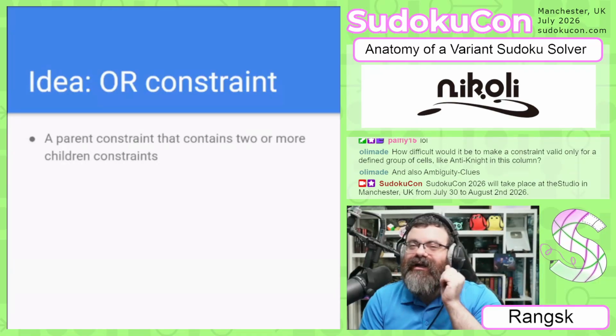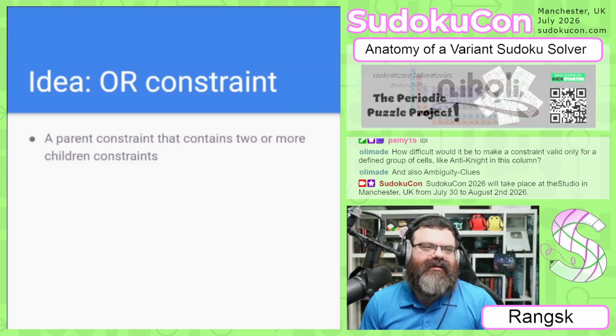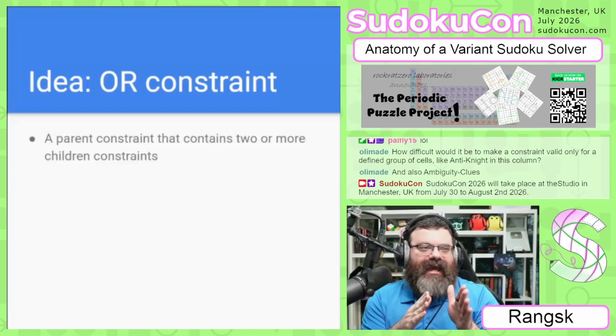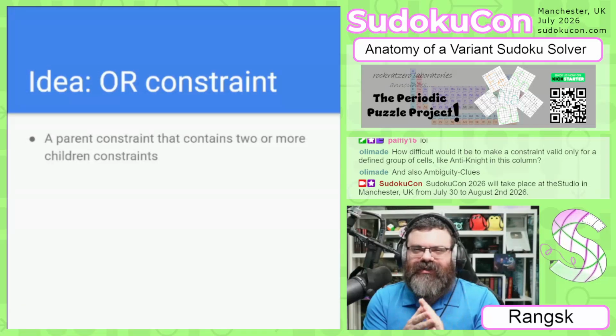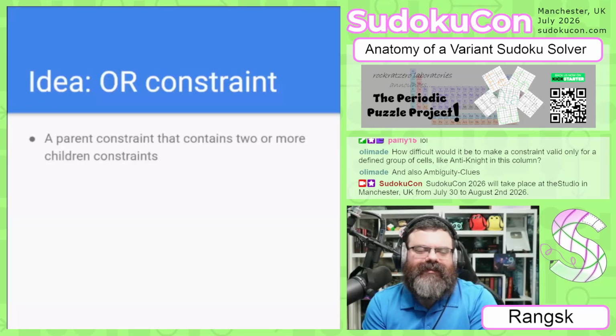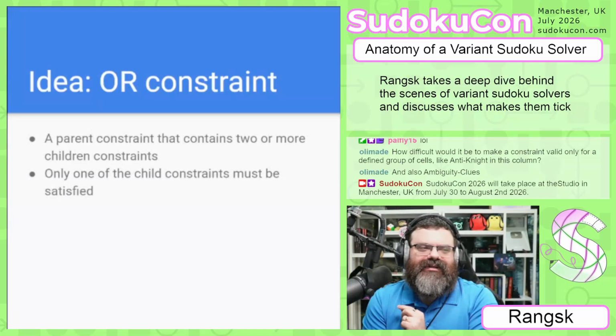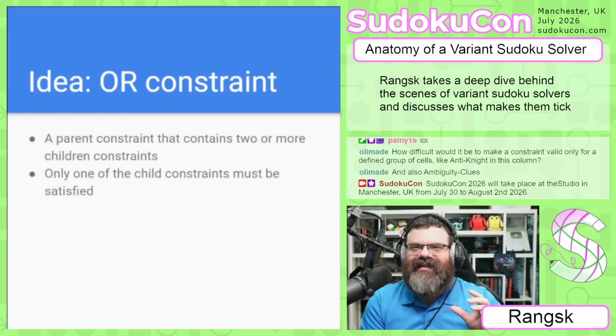All right, now I'm going to finish this talk with an interesting idea. This is actually Grace Fu's idea, which I really like. It is called the OR constraint. And so this is going to address ambiguity and a few other things. An OR constraint is a parent constraint that contains two or more child constraints. So you think about a constraint that references some other constraints within it as children. Now, because it's an OR constraint, only one of the child constraints must be satisfied. More than one could be satisfied, of course, but we only have to satisfy one of them in order for the grid to not be broken.